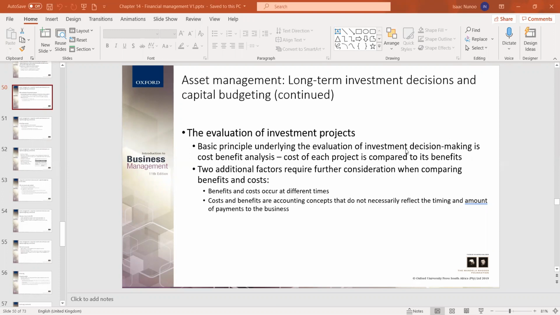Two additional factors require further consideration when comparing the benefit and the cost. These two factors are, first, that benefit and cost occur at different times. That is, you are considering that the benefit and cost occur at two different points in time. Second, cost and benefit are accounting concepts that do not necessarily reflect the timing and the amount of payment to the business. These are two things that we should take into consideration when analyzing the business.